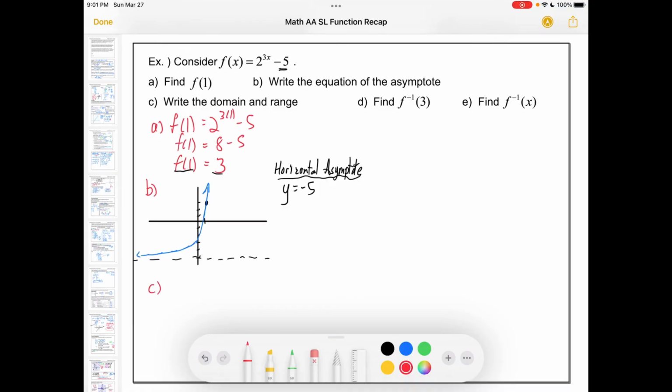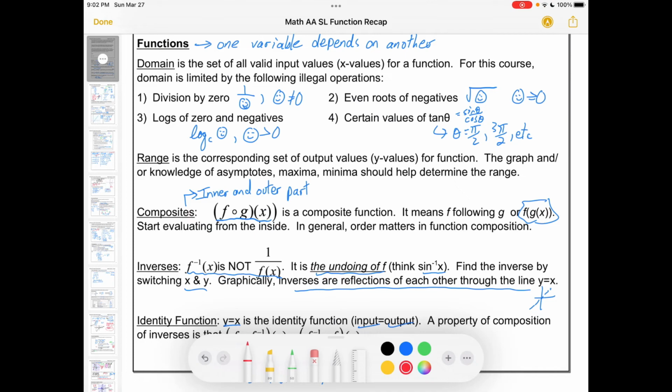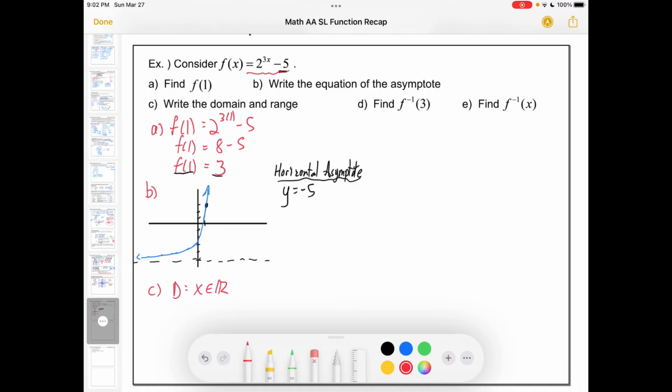C says to write the domain and range. So the domain is all real numbers. You can put whatever number you want into this function. If you think back to our very first slide, there were some things that limited domain: division by 0, even roots of negatives, and logs of 0 and negatives. This exponential function contains none of those issues. Therefore, its domain is all real numbers. It has no illegal stuff in it. The range, you can just see from that little graph that we made, is y is greater than negative 5.